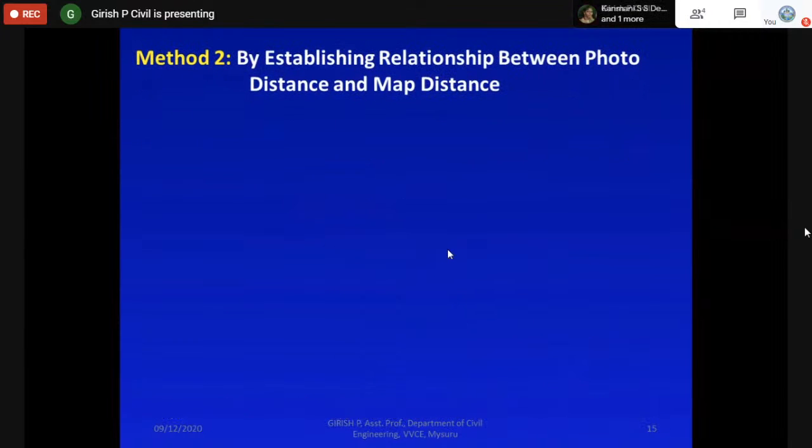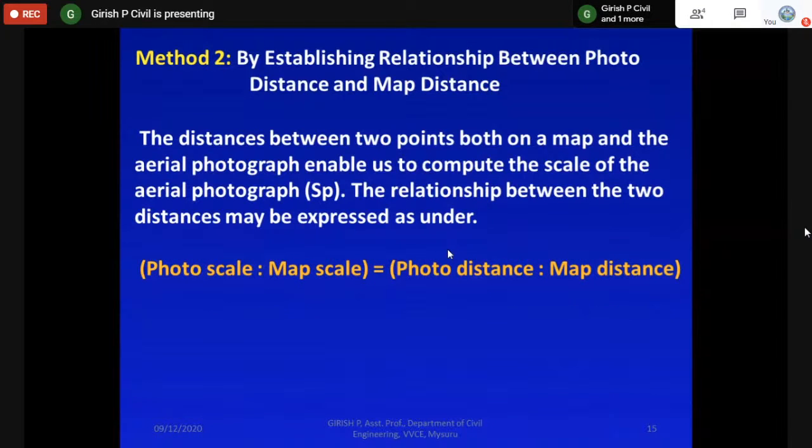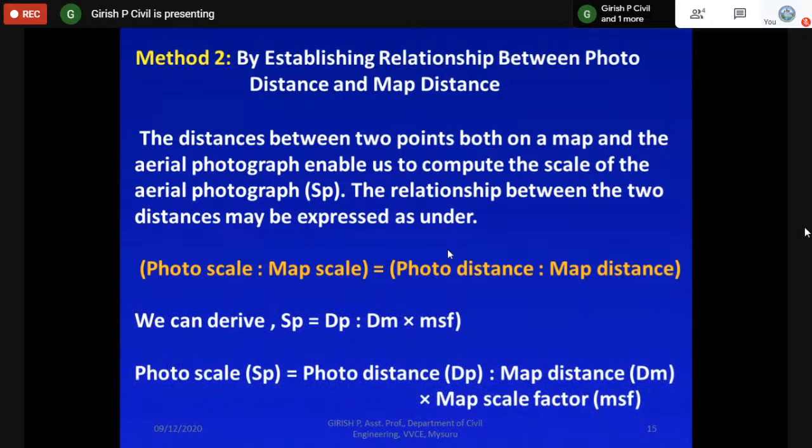Coming to another method, establishing the relationship between photo distance and map distance. So there it was the ground distance, here it is the map distance. In this case, the distance between 2 points, both on the map and the aerial photograph, enables us to compute the scale of the aerial photograph, that is SP. The relationship between the two distances may be expressed as photo scale is to map scale equals photo distance is to map distance.